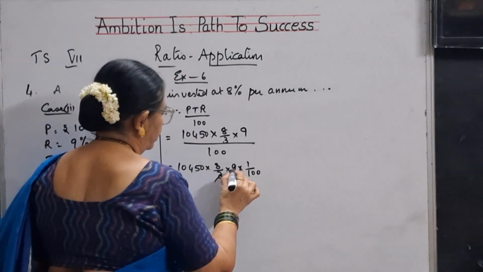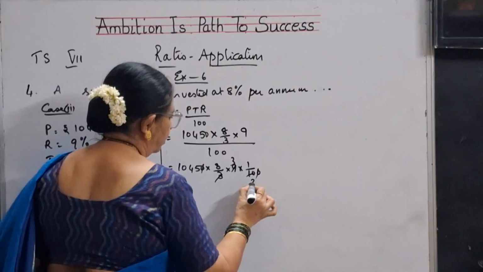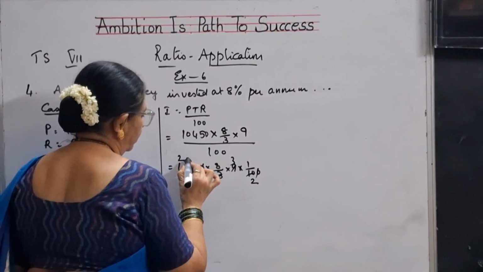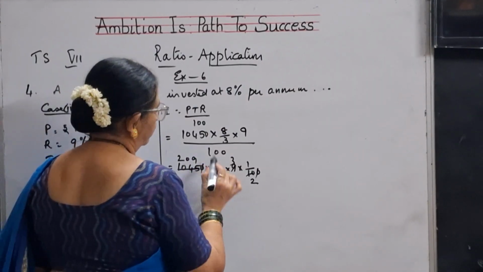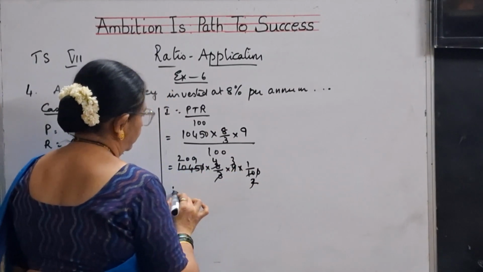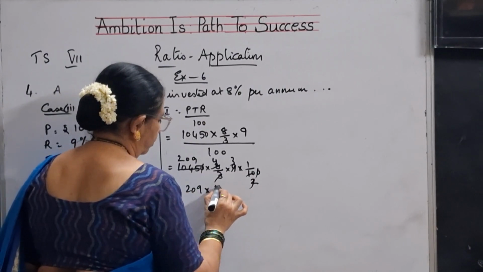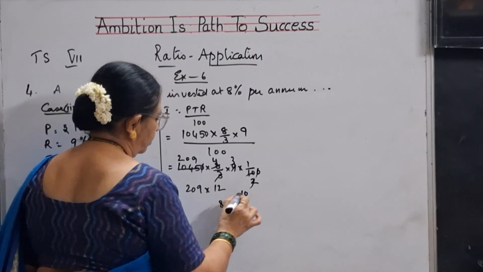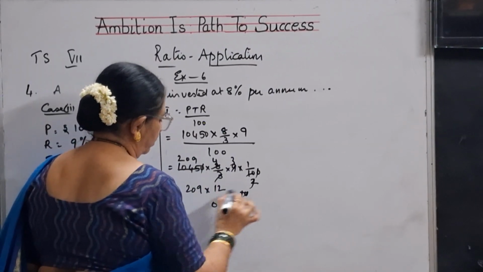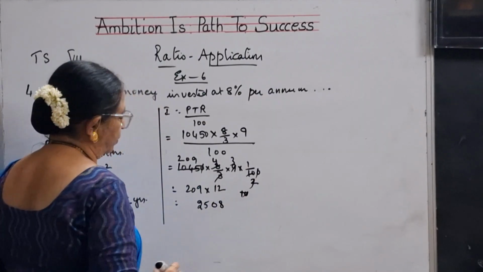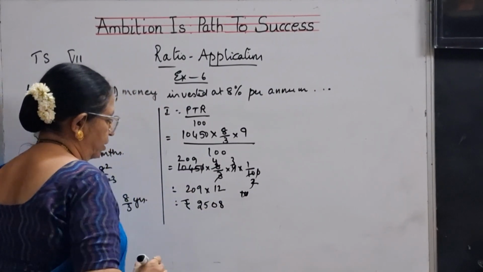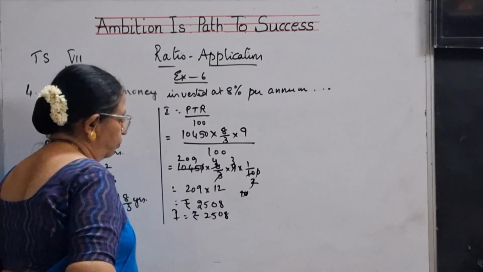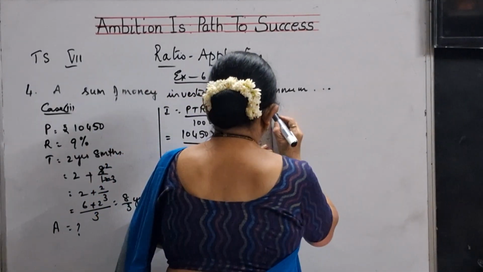This is easy for you to calculate. So 3 ones are 3, 3 threes are 9, the 0s will get cancelled. 5 twos are 10, 0, 5 nines are 45. So this is 8, 2 ones are 2, 4 twos. So 209 into 12. 12 nines are 108, 12 twos are 24. 2508 is the interest. I is equal to rupees 2508. Now what do you want? You want the amount.